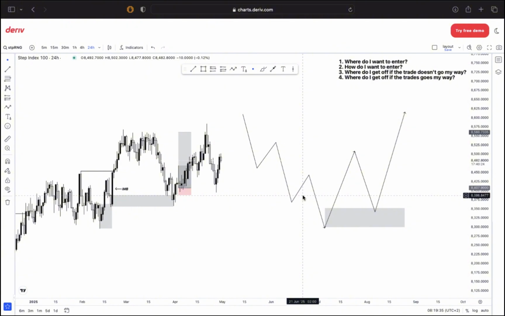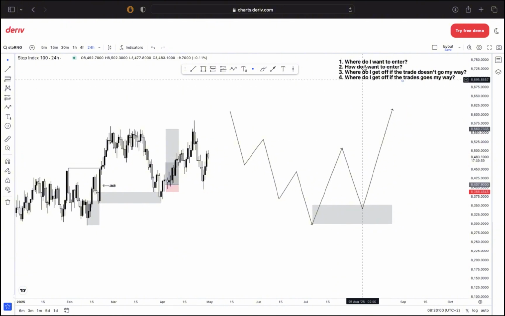So now, as you can see, I already have an idea of what I would like to see on the lower time frames before I execute a trade. And again, this particular logic also follows the four questions that you need to ask yourself each and every time before you execute a trade.